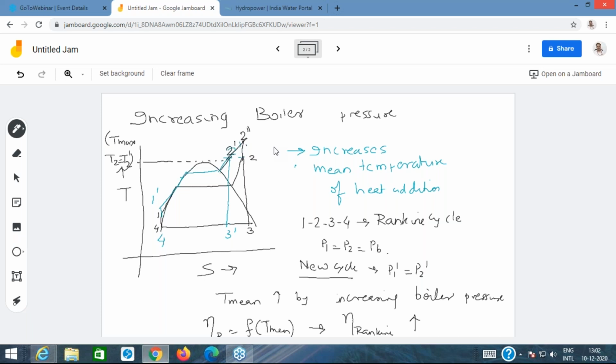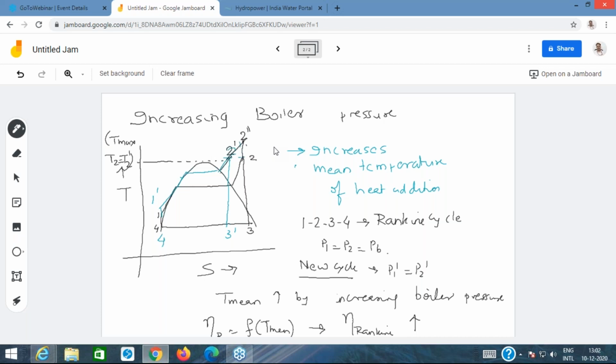So two methods. One is to increase the boiler pressure and second is to increase the degree of superheat, or by superheating of the steam, one can increase the mean temperature of heat addition, one can increase the Rankine cycle efficiency. Is this point very clear?